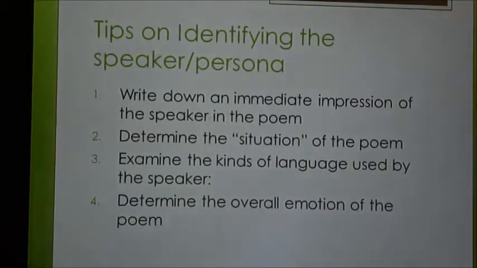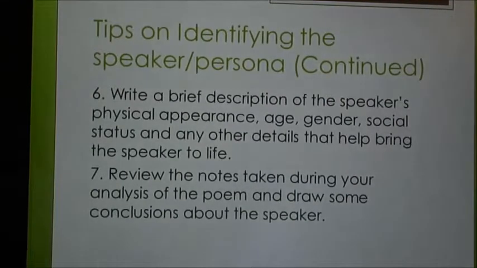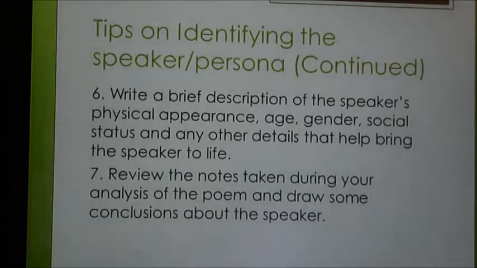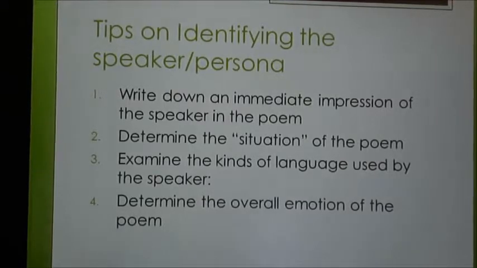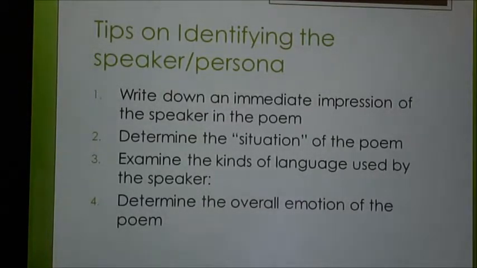Stage 5, which would be in our next slide, we'll be looking at determining the overall emotion. Excuse me, let me go back to the next one. 1, 2, 3, 4. Yes, determining the overall emotion of the poem. So actually this would be tip 4. There are some numerical errors. So anyhow, stage 4 or tip 4 would be determining the overall emotion of the poem.